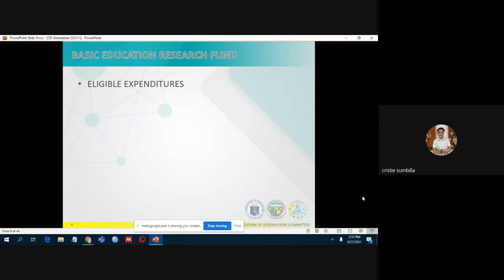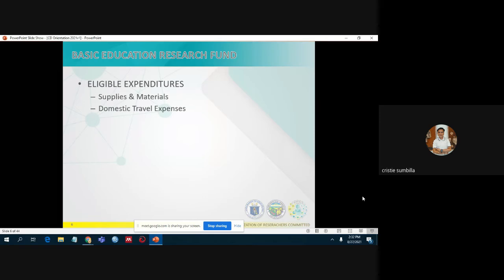Since the implementation of the Basic Education Research Fund, the proposal shall be guided by the existing auditing and accounting rules and regulations. There are allowed and not allowed expenditures. So for grantees, these are eligible or allowed expenditures, but of course, are not limited only to the following. First, the fund is allowed to be used in the purchase of supplies and materials. Just remember that official receipts, or OR, are required for liquidation purposes.